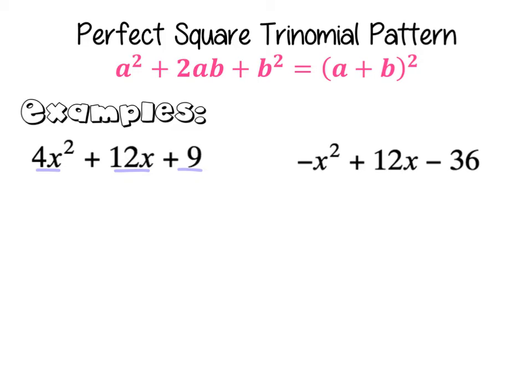So then I say, do I know the square root of the first one and the last one? Right? I know the square root of 4x squared is 2x, and the square root of 9 is 3. So 2 times 2x times 3, does that get me 12x? So then this must have just been 2x plus 3 squared.